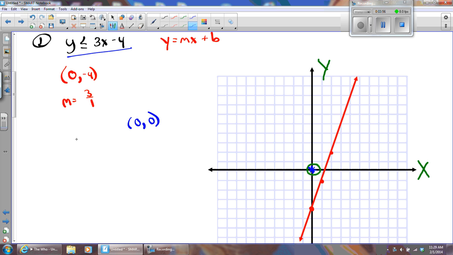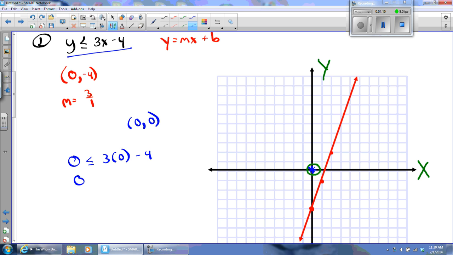So I'm going to take this inequality and put the 0 in for y, and then put 0 in for x, take away 4. I'm going to get 0 is less than or equal to -4. Is 0 less than or equal to -4? No, it is not. So I will not shade the test point side of the line. I will shade the other side.